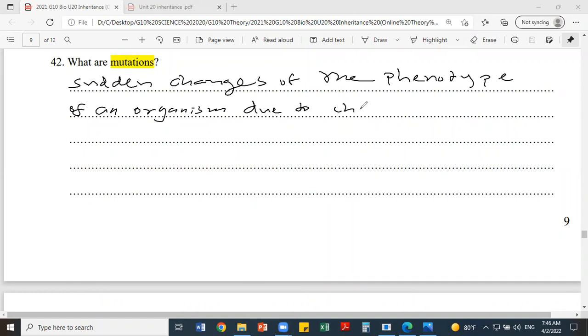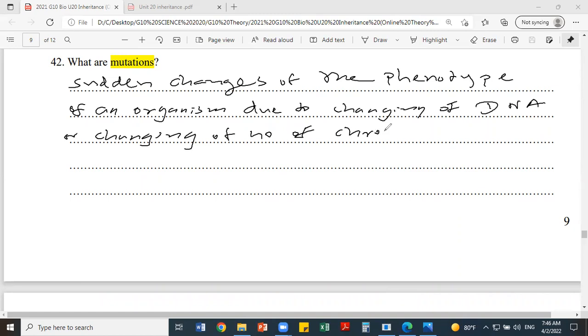Due to the changing of the structure of DNA, or due to the changing of the number of chromosomes. If DNA is damaged, or part of the DNA is erased, then the vital genes are missing. Changing of DNA, or changing of the number of chromosomes. We call it chromosomal mutation. If the number of chromosomes changes, it's a chromosomal mutation.